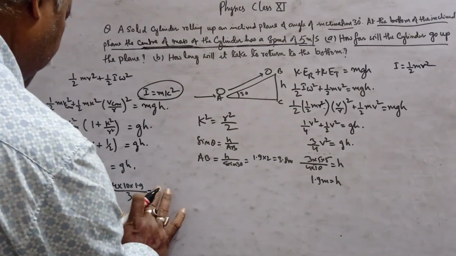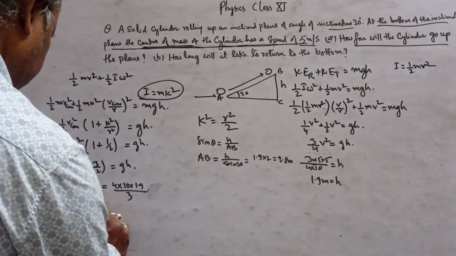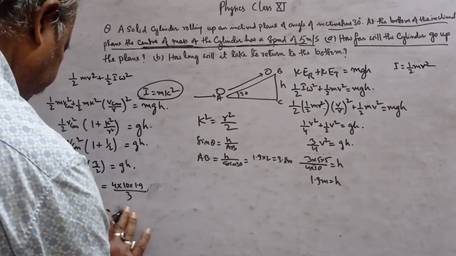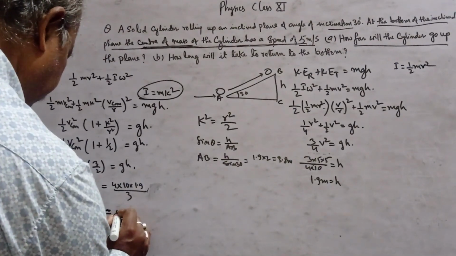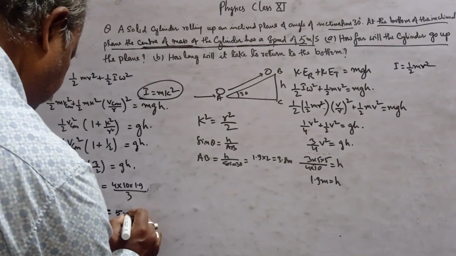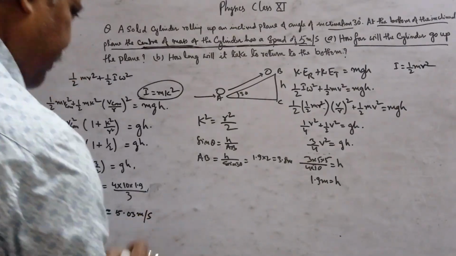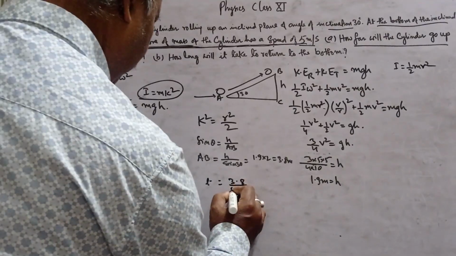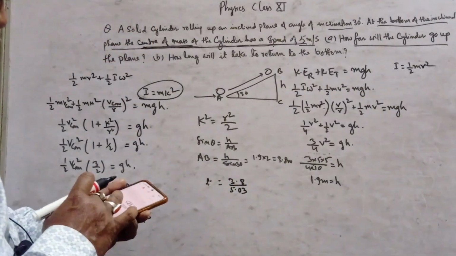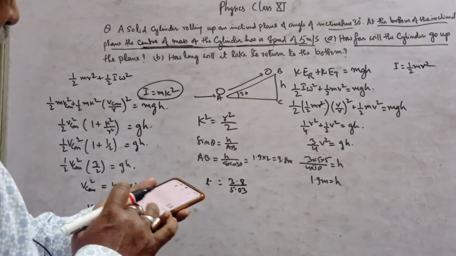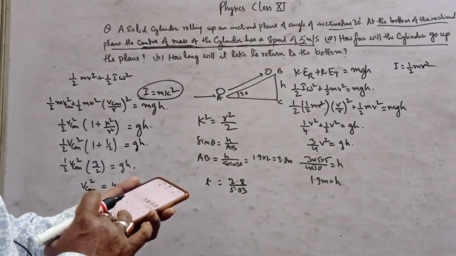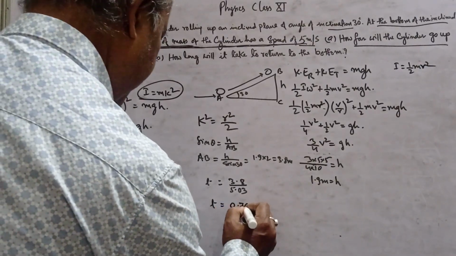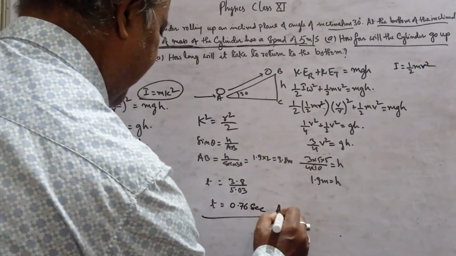Your V center of mass comes out to be 5.03 meter per second. So your time taken will be 3.8 divided by 5.03. So now let me calculate 3.8 divided by 5.03. This comes out to be T equal to 0.76 second. This is your actual answer.